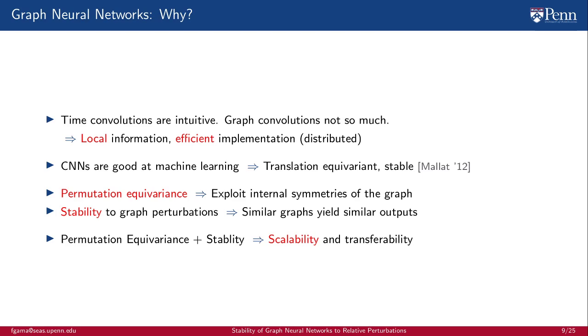And what we do know is that GNNs are good at machine learning because they are translation equivariant and stable to small deformations of the domain. In graphs, translation equivariance is analogous to permutation equivariance, which allows GNNs to exploit internal symmetries of the graph. Stability to graph perturbations, on the other hand, implies that similar graphs yield similar outputs. These two properties in tandem lead to scalability and transferability.